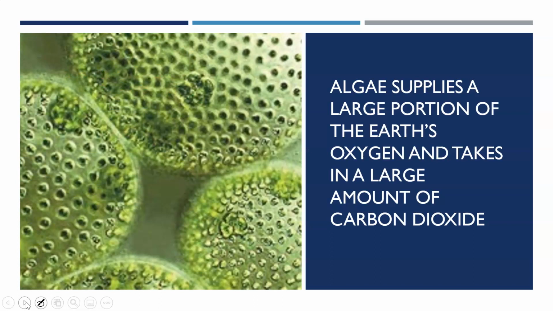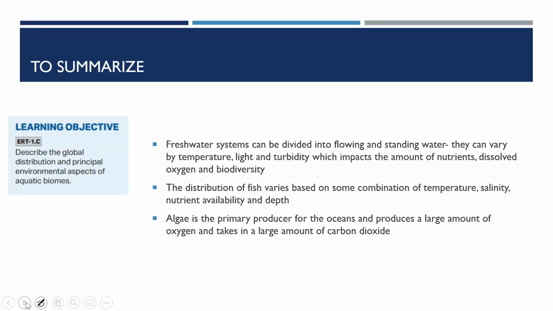It's important to know that we're familiar with trees and plants on land supporting our ecosystems, but in these aquatic ecosystems, the algae supplies a large portion of the Earth's oxygen and takes in a large amount of carbon dioxide. So it's very important to the global cycling of all of our chemicals and nutrients.